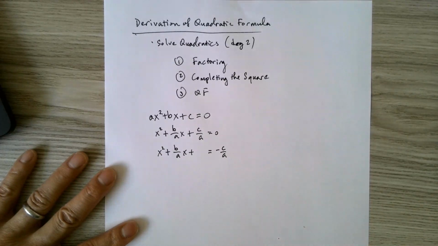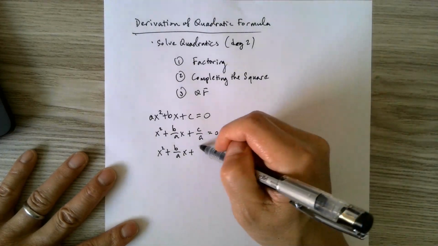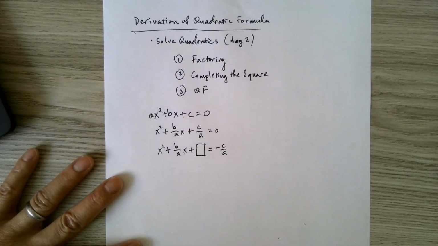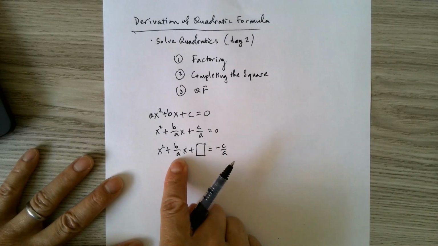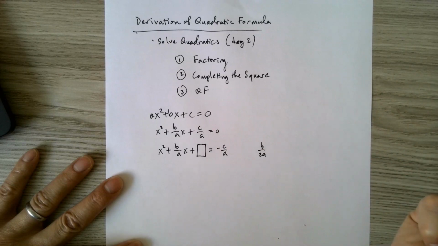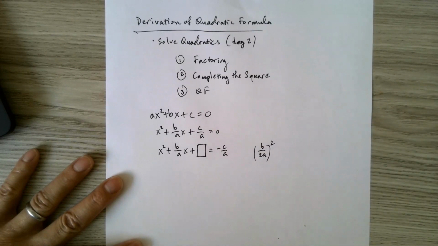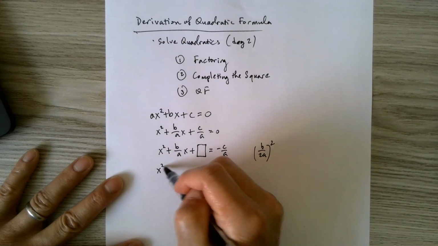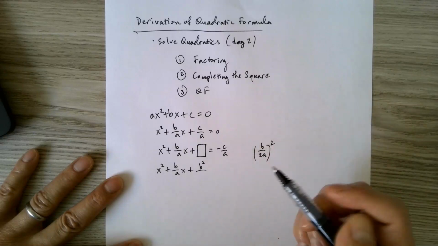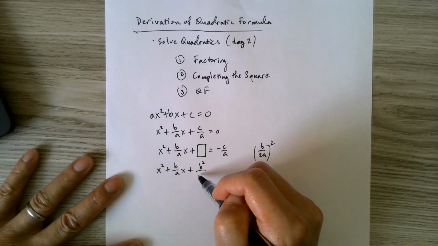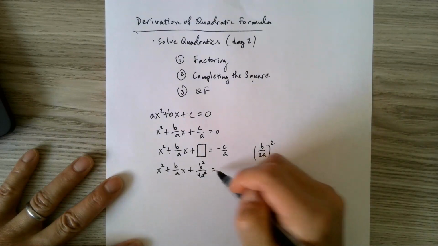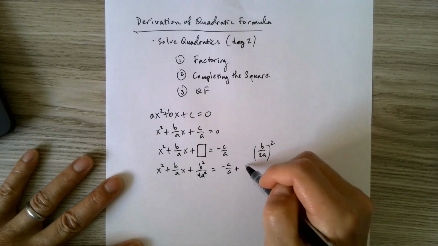And then we move the c over a to the other side, because we're getting ready to put the magic number in the box to complete the square on the left side. We take half of b over a, and then we square that to find that magic number. And there it is. And then I add it to the right as well.